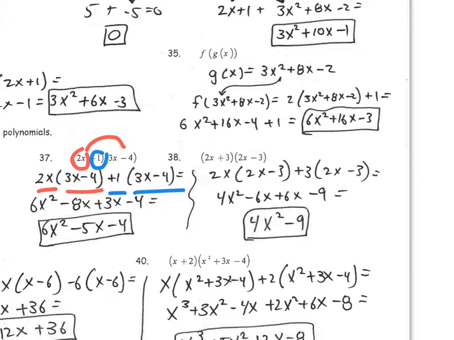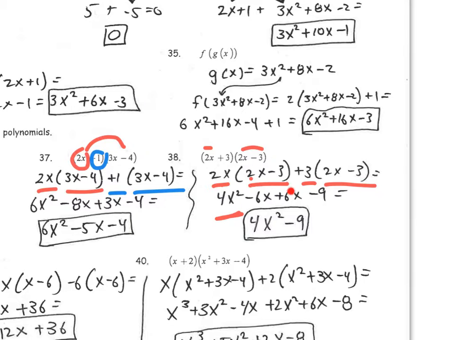Number 38 is the identical type of problem, but this is a special case because this is actually a factored difference of squares, but we're just going to multiply it out normally. We've got the 2x times this 2x minus 3, then the plus 3 times the 2x minus 3. 2x times 2x is 4x squared. 2x times the negative 3 is a negative 6x. Positive 3 times a positive 2x is a positive 6x. 3 times a negative 3 is a negative 9.